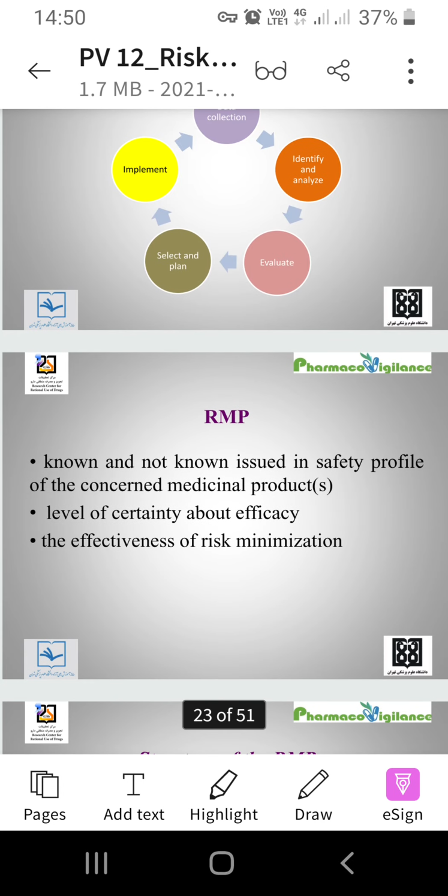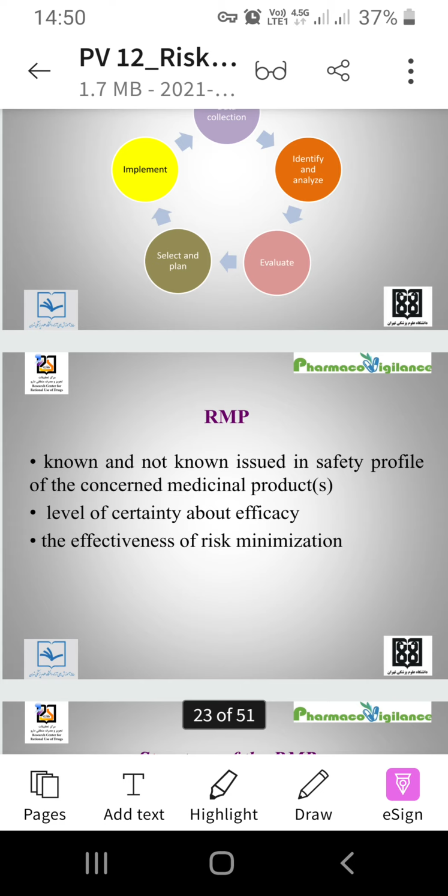RMP, risk management plan: known and unknown issues in the safety profile of the concerned medicinal products, level of certainty about the efficacy, the effectiveness of risk minimization. Okay, what is the RMP? The known and not known issues in the safety profile of the concerned medicinal products. Level of certainty about efficacy. The effectiveness of risk minimization.